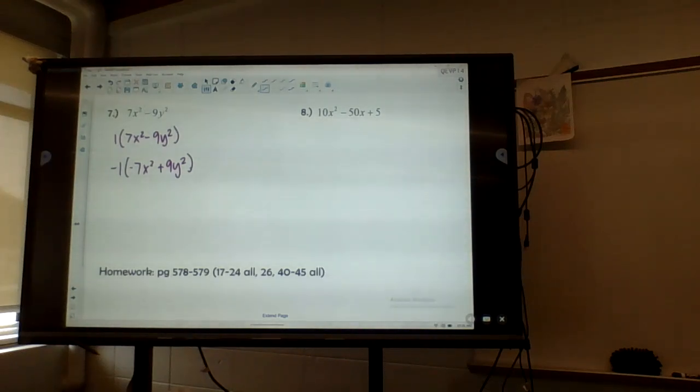And then our last one, what goes into all the terms? 5. How about a variable? No, this one doesn't have a variable, so we don't have to worry about that. So we're just left with this when we're done.